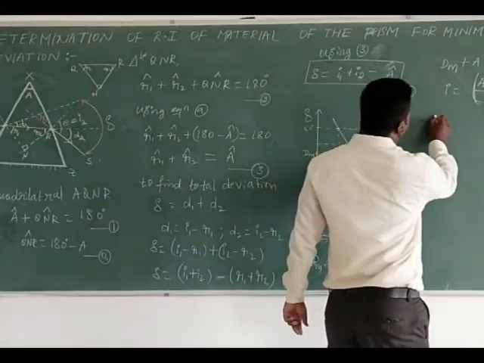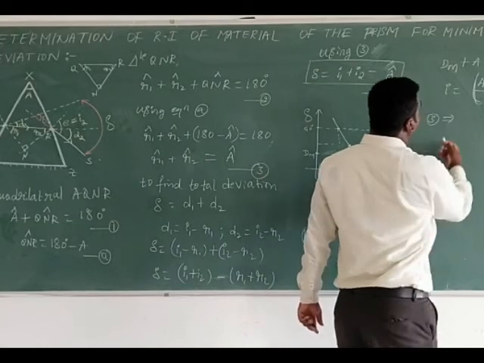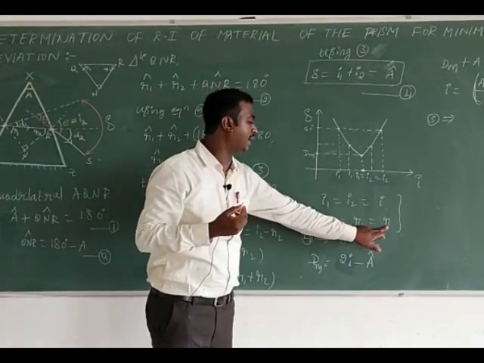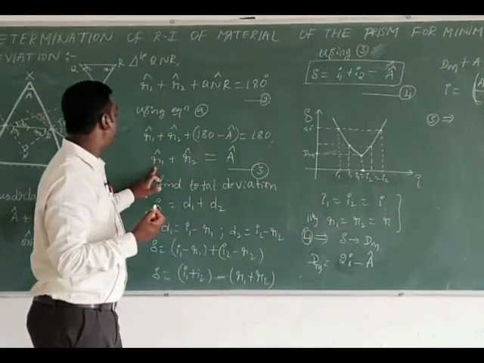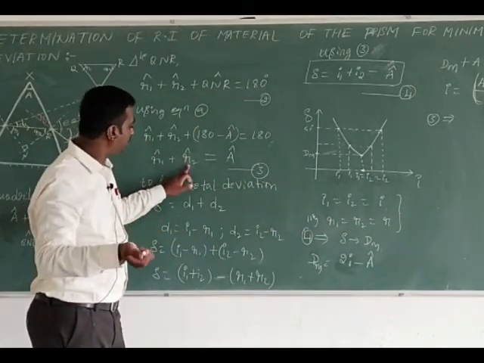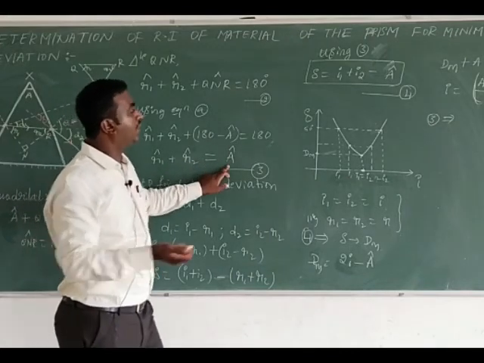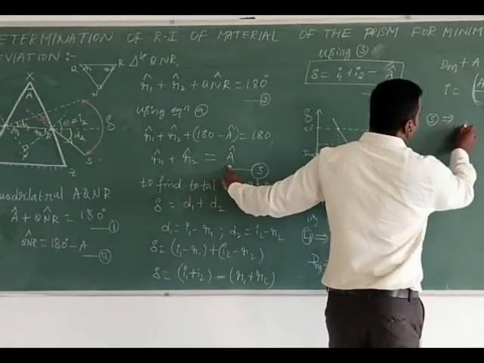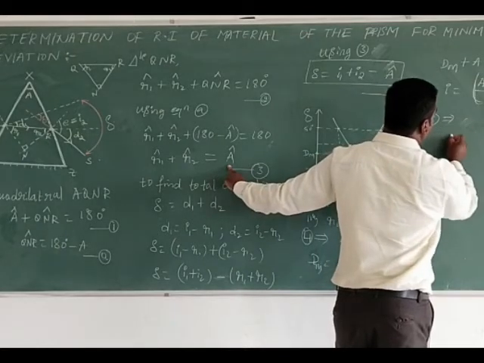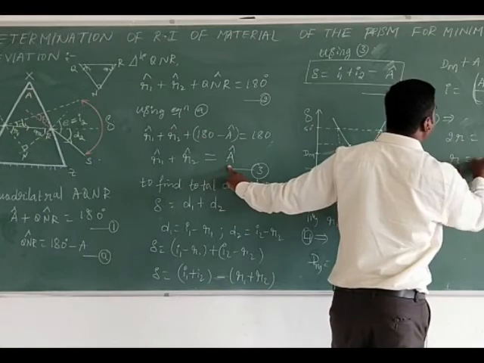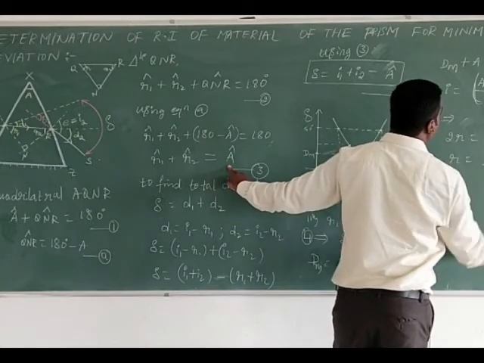Now this equation number 3 tells that R1 plus R2 is equal to A. R1 is equal to R2, which is equal to R. So R1 is R, and R2 is also equal to R. R plus R is 2R, which is equal to A, or R is equal to A divided by 2.